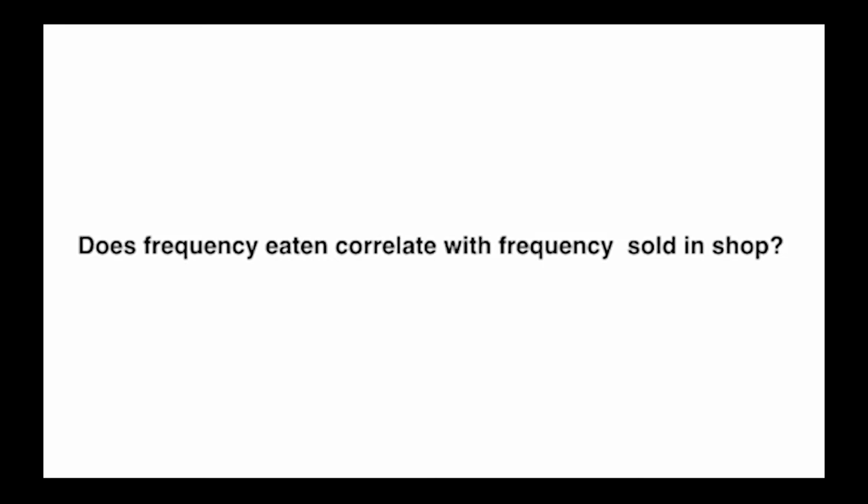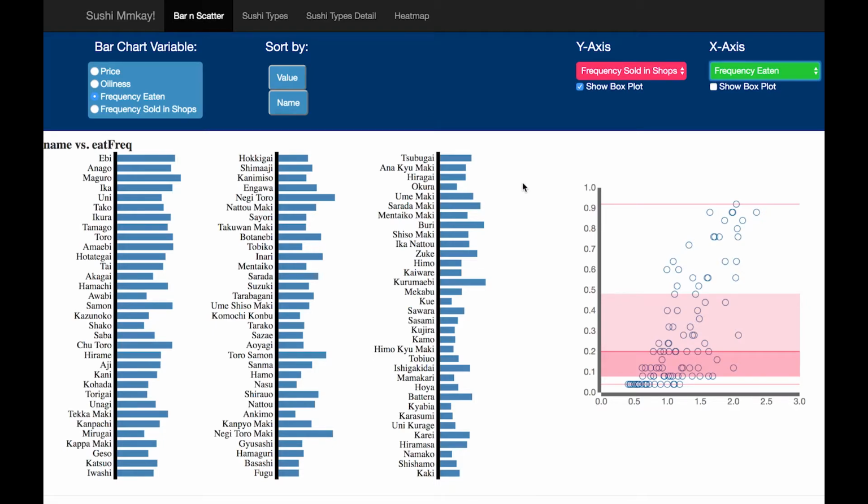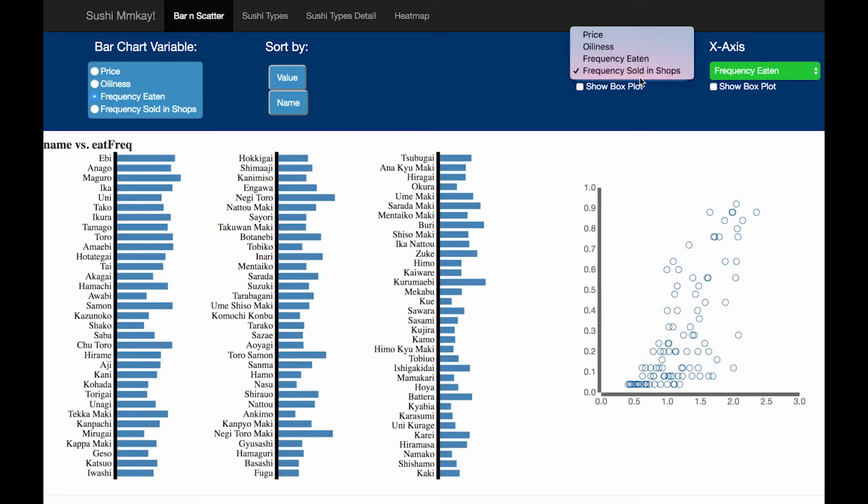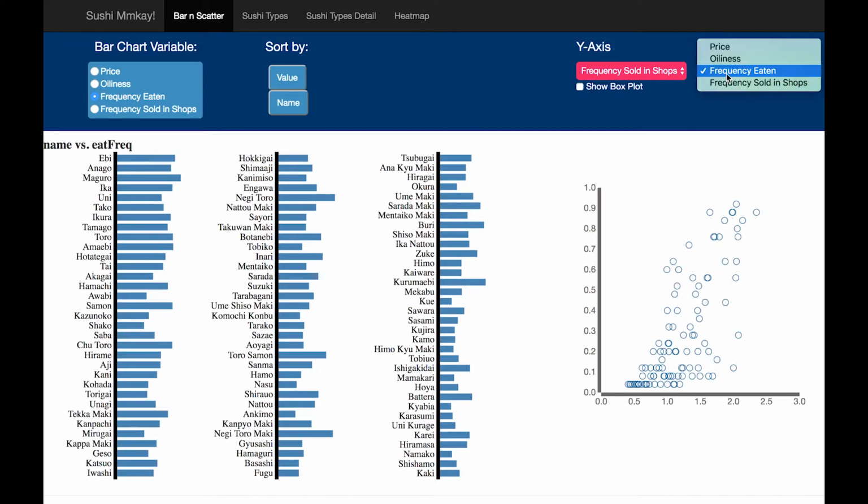Does frequency eaten correlate with frequency sold in shops? In order to determine this, we developed a scatter plot. For the y-axis, we would select one of the parameters, in this case, frequency sold in shops. In the x-axis, we would choose another parameter. As we can see, there is a direct correlation.